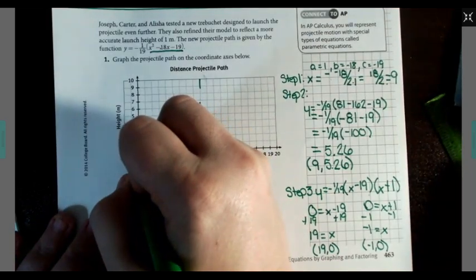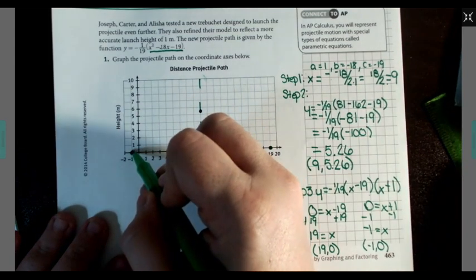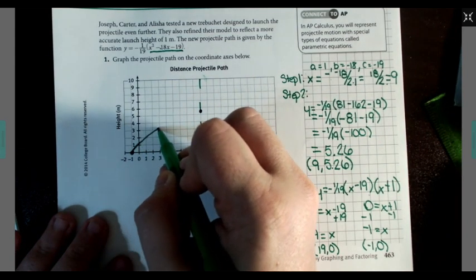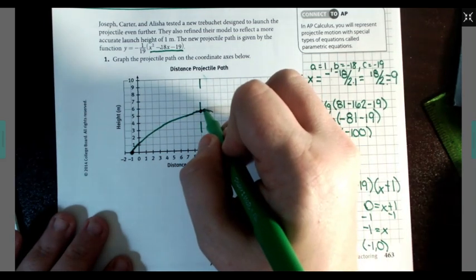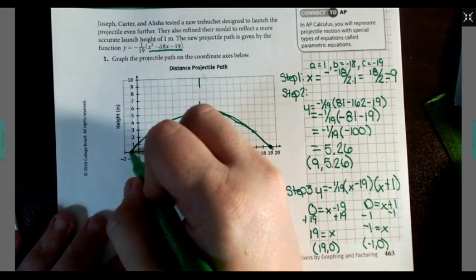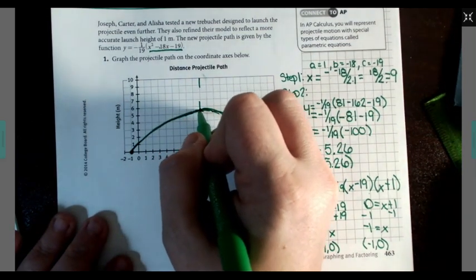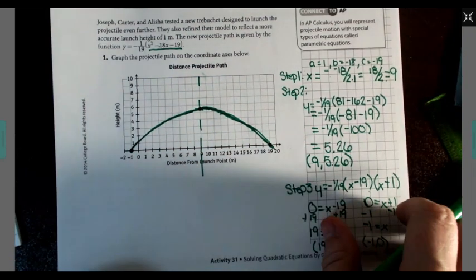So over here I've got a 0, and I've got a 0 here. And we have to keep in mind that this is the maximum height it's going to reach, and it's going to be symmetrical on both sides of this axis of symmetry. So the same rate that it goes up is the same rate that it's actually going to go down. Okay?